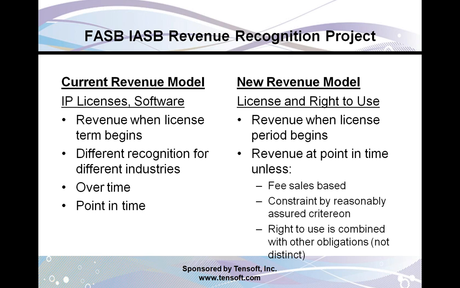Under the new model, they call it license and right to use. You're still going to have the license period begin, but you're going to recognize it at a point in time unless it's fee-based or there's some other constraint on the amount that is reasonably assured to be collected, and the right to use is combined with other obligations. In other words, it's not a distinct obligation. So, for example, in a lot of software transactions, sometimes we recognize those over time, but if that license is a distinct obligation or a separate element, it'd be recognized at a point in time rather than over time.